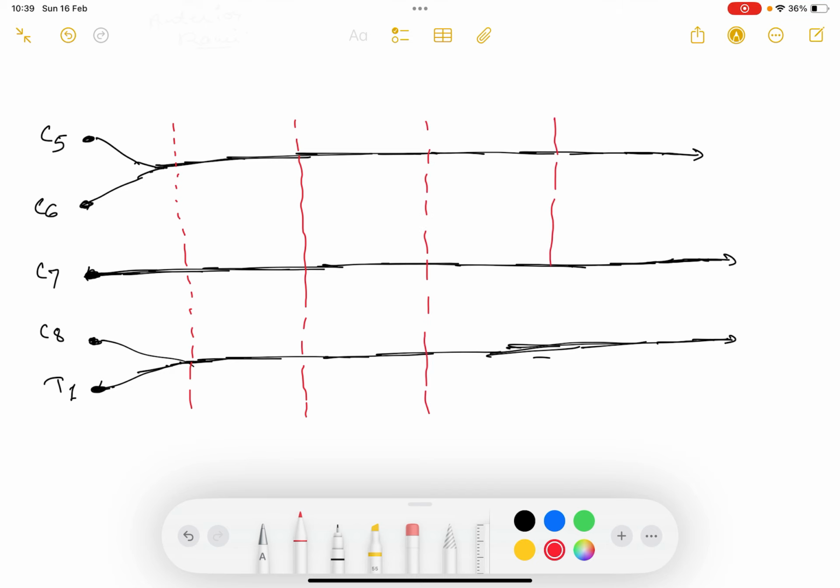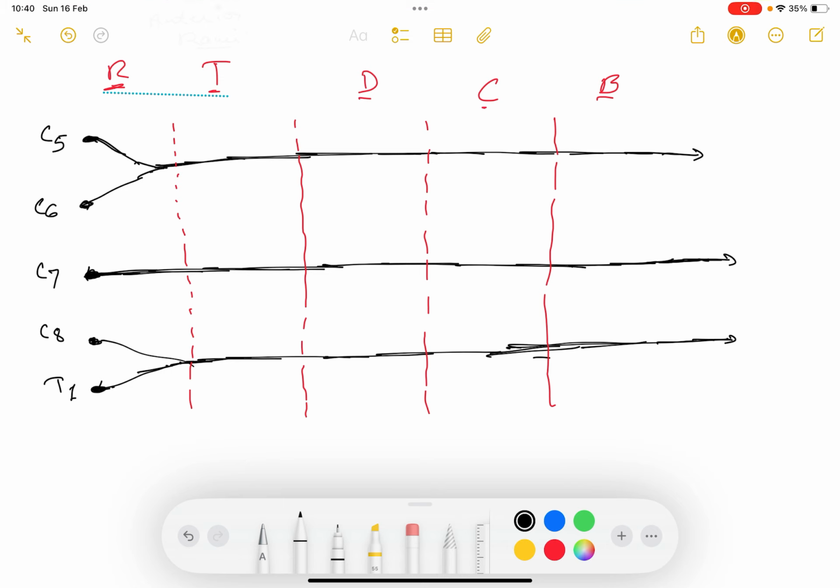Let's make a mnemonic: Robert, Trunk, Drinks, Cold Beer. That means the root, the trunk, the division, the cord and the branches. Yes, so we are already done with two things. Let's see, the root is already done, C5 to T1, and we are done with the trunk as well.